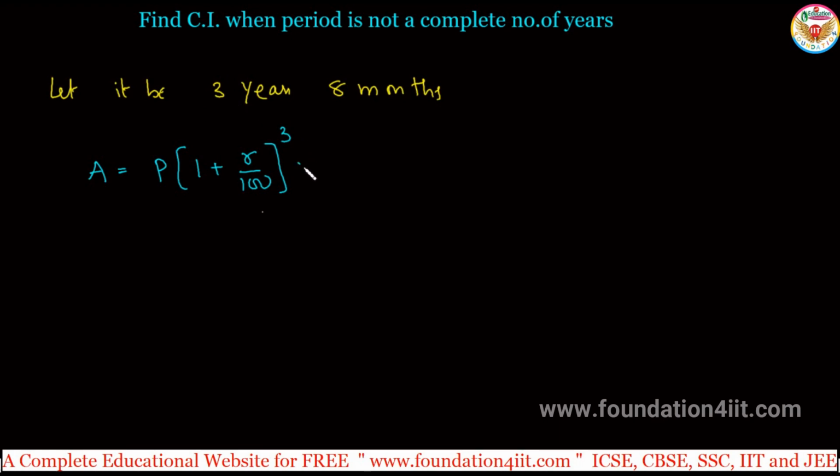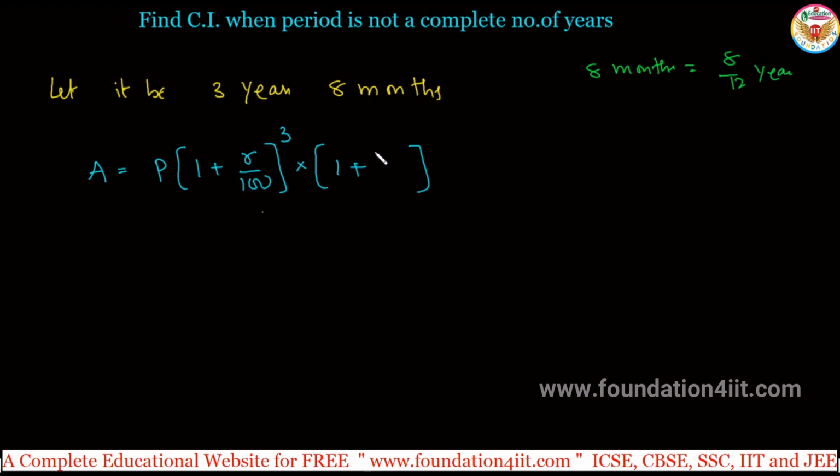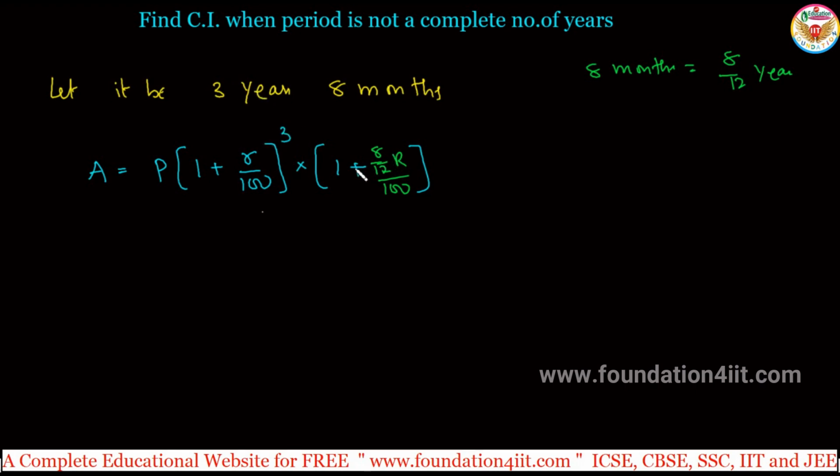Now next, for 8 months, we have to keep one more bracket: 1 plus 8 months converted into years. So 8 months is how many years? 8 months is equal to 8 by 12 years, right? So here you can write 8 by 12 and the same R by 100. Only the number of years is written as the power, but the months we write in this bracket: 1 plus 8 by 12 R by 100, R into 1 by 100.